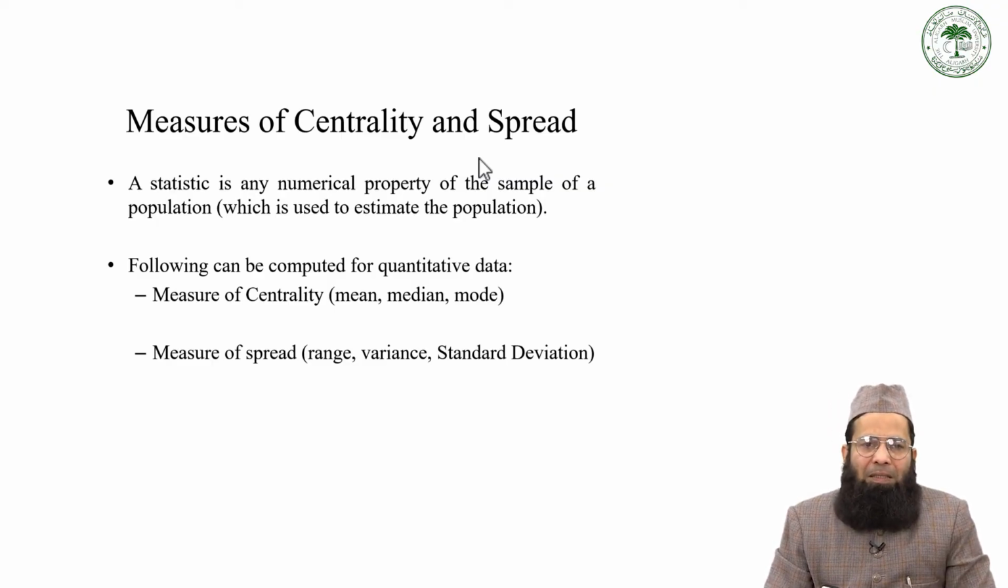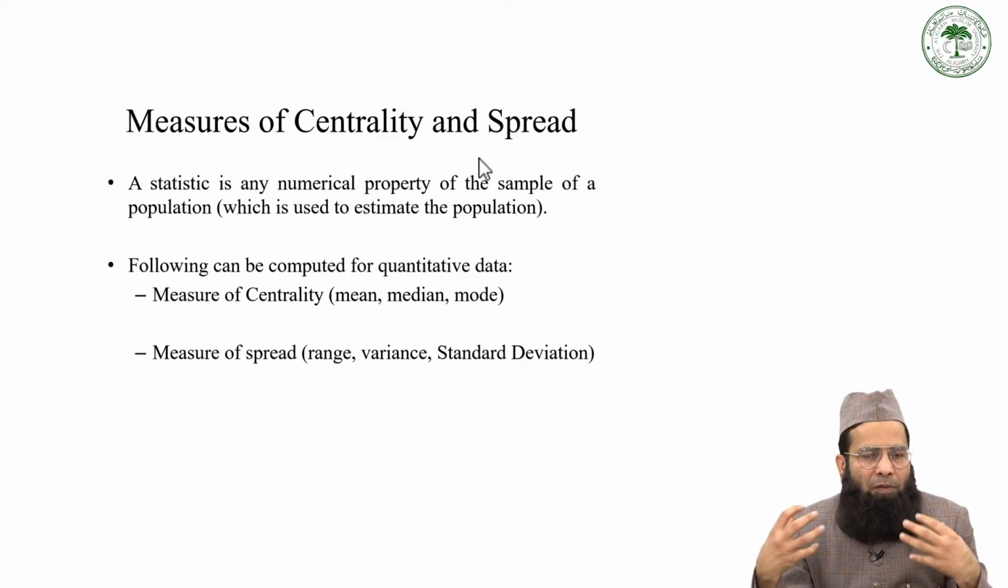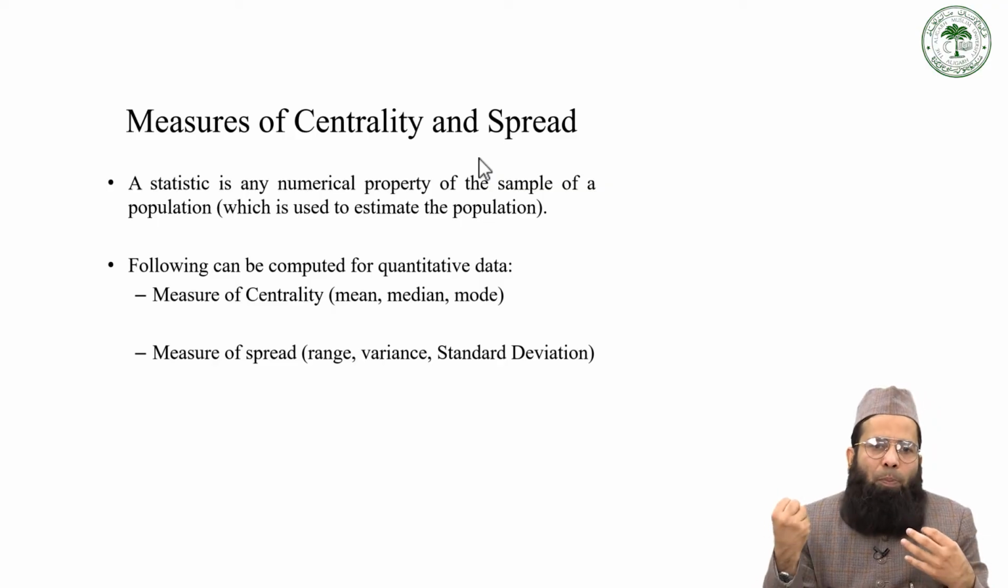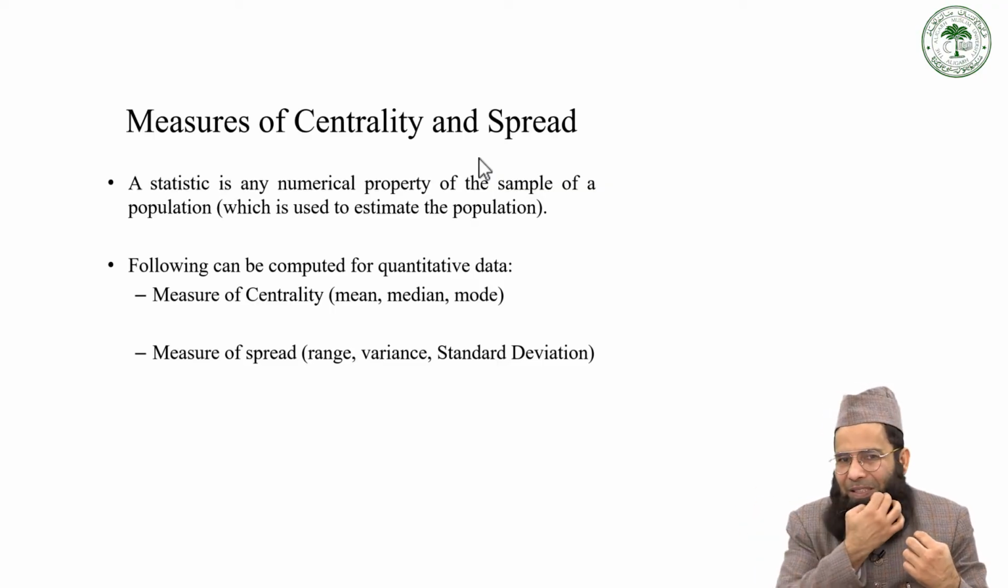A statistic is any numerical property of the sample of a population which is used to estimate the population. So we have seen what is population and sample. We cannot find the value for the whole population, because the number of instances is very large. So what we actually do is take a sample from that population and find certain statistics on that sample, and in that case we estimate the population.